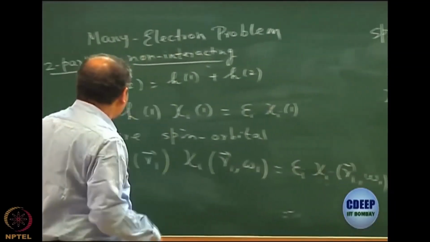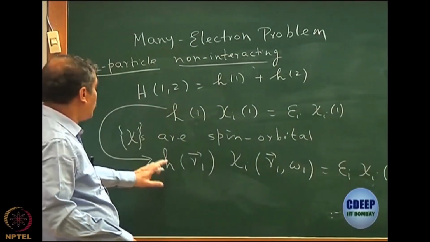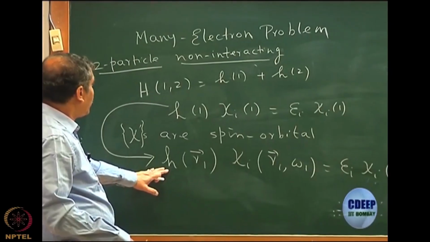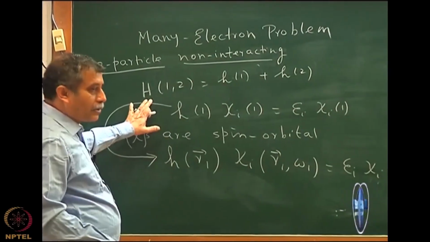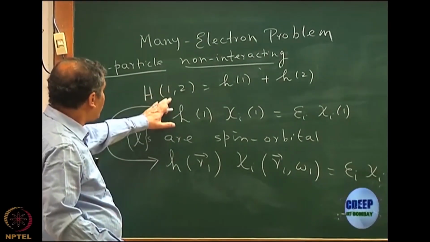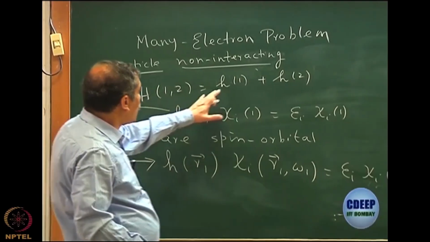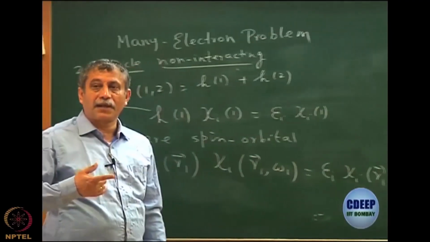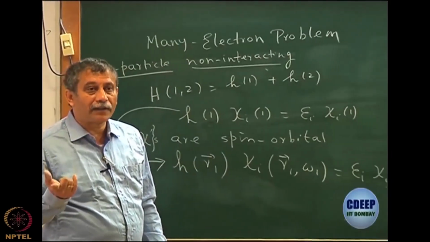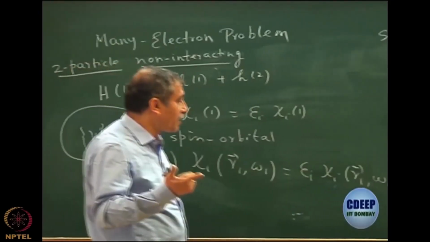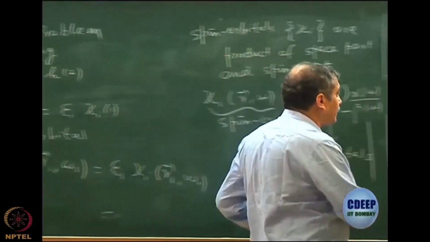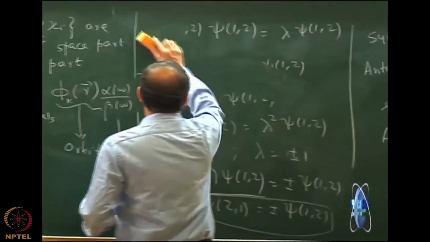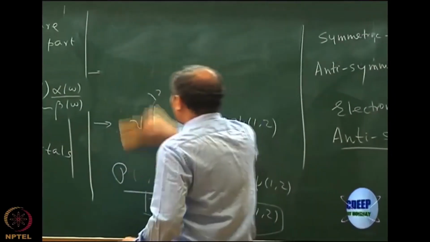So, let us assume that we know how to solve this 1 particle problem for a non-interacting Hamiltonian. Then we said that the eigenfunction of these must be a product of these spin orbitals. But now we know that this product must be an antisymmetrized product, right? This must be an antisymmetrized product. So, we will see how to do that, because we have already written that they must be antisymmetrized product.